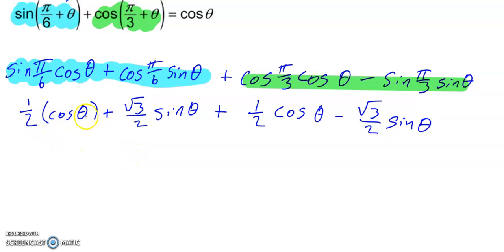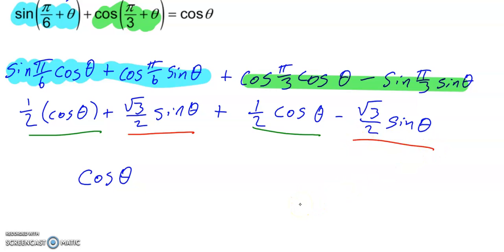Wow, and I'm trying to get all of this down to just cosine. So I have half a cosine of theta plus, right here, half cosine theta and another half cosine theta. That is 1 cosine theta. Radical 3 over 2 sine theta minus radical 3 over 2 sine theta. That becomes 0. So cosine theta plus 0 is cosine theta. And indeed, that equals cosine theta. I have proved that identity. That was a lot of fun.